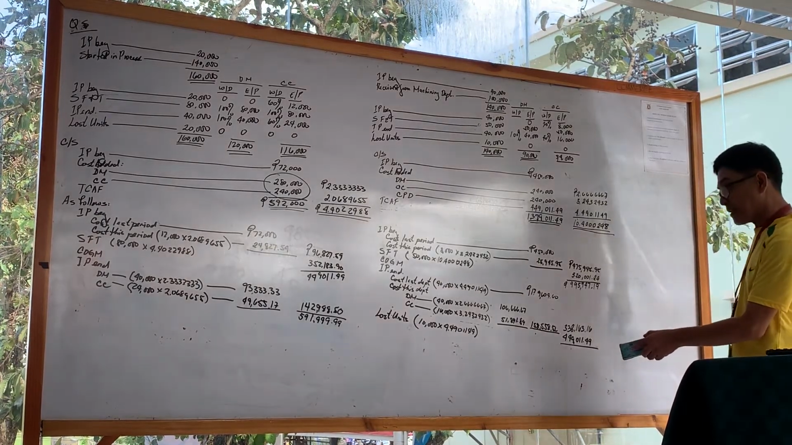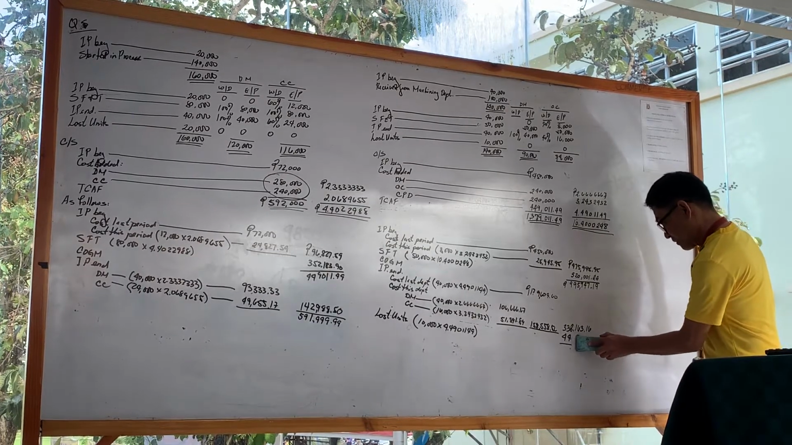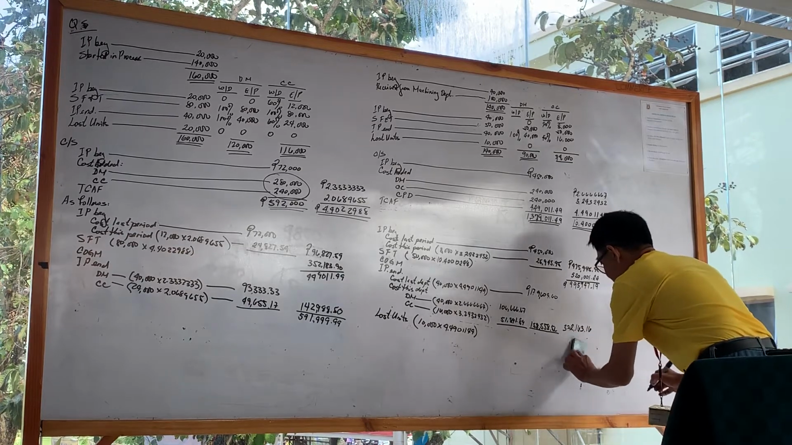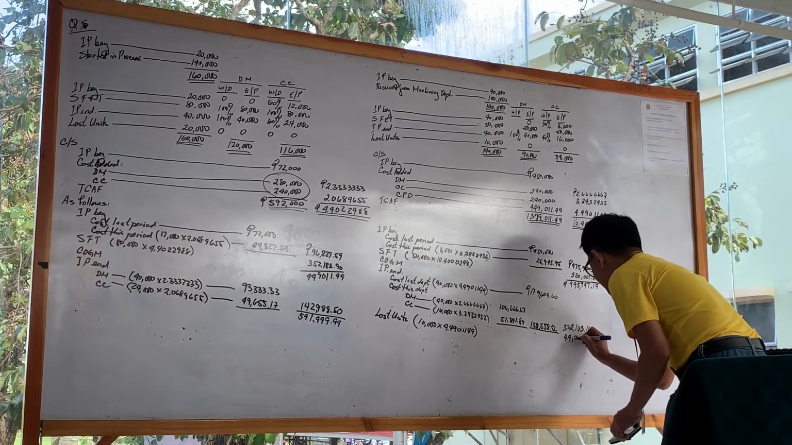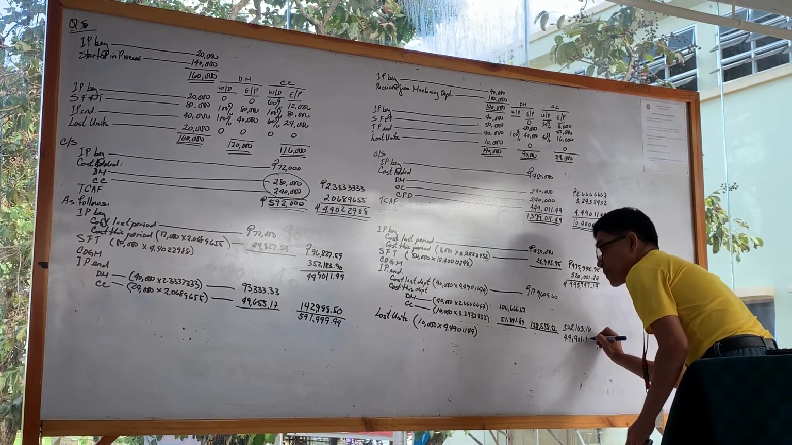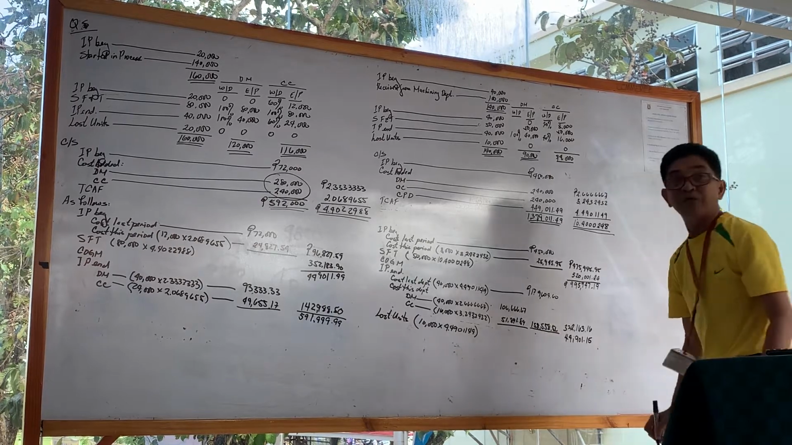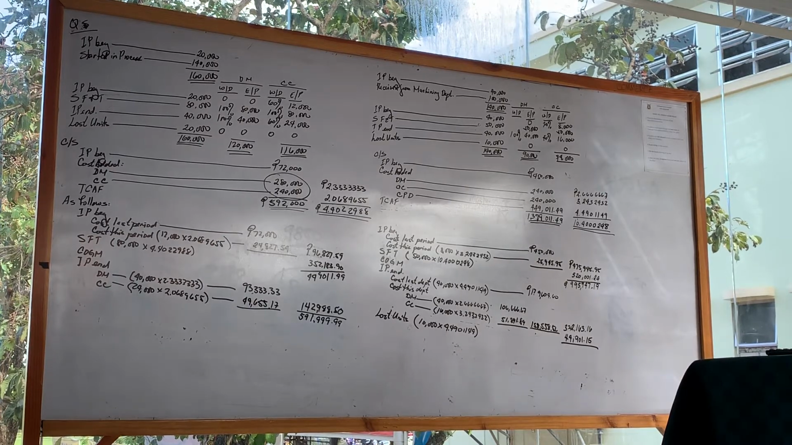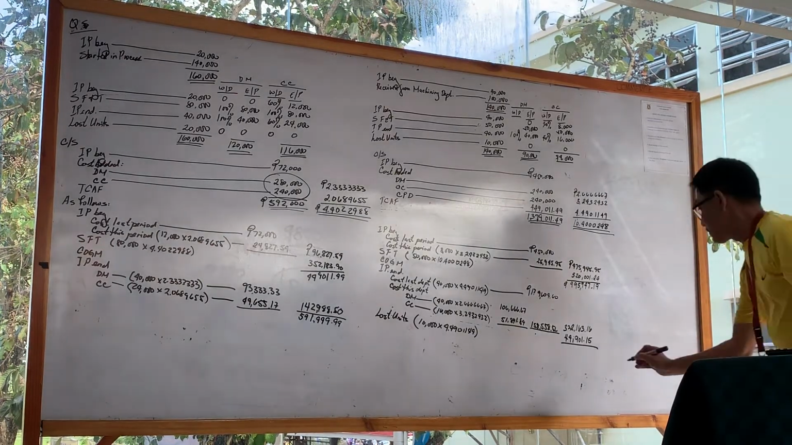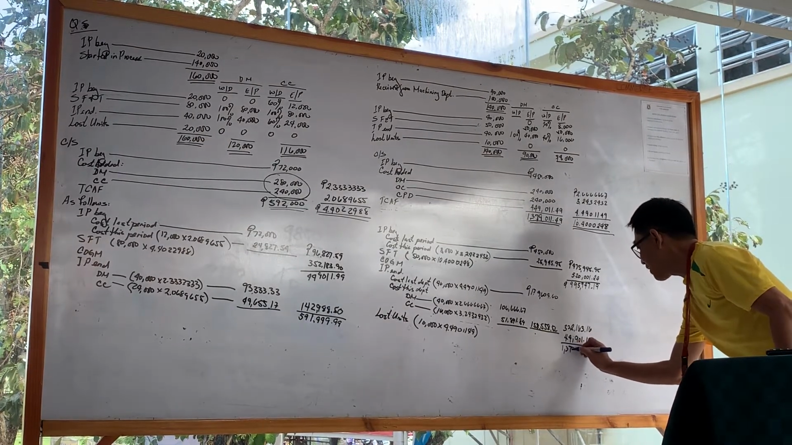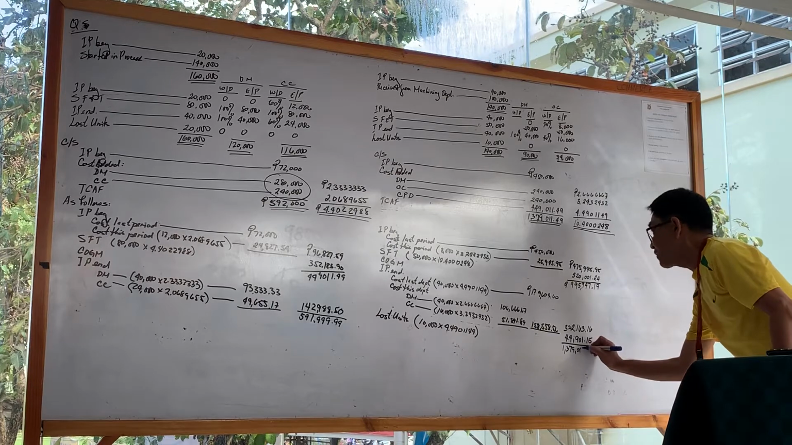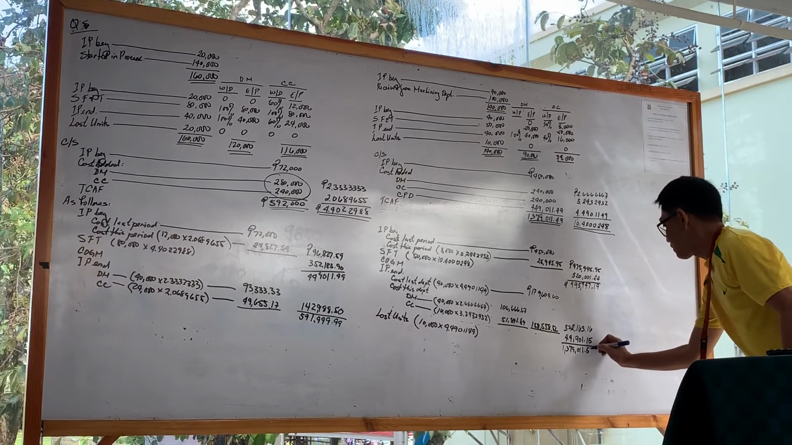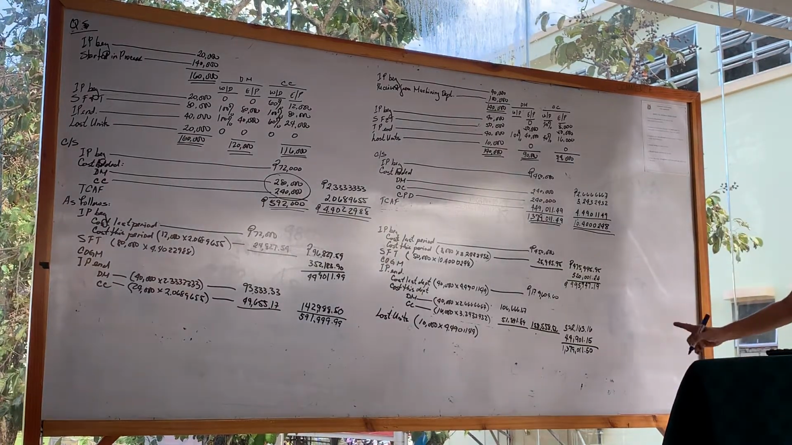44,901.15. Okay, so total 1,379,011.50. The difference of 1 centavo is due to the rounding off of your figures.